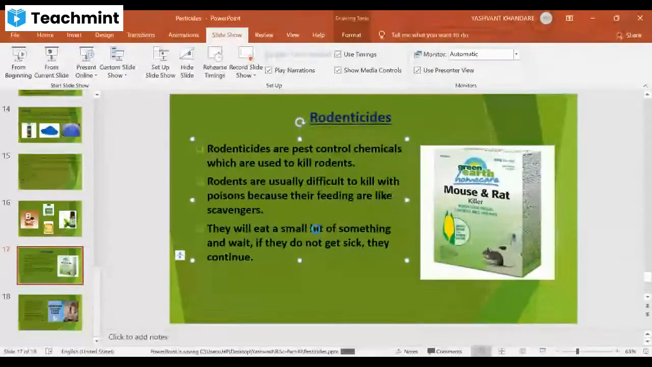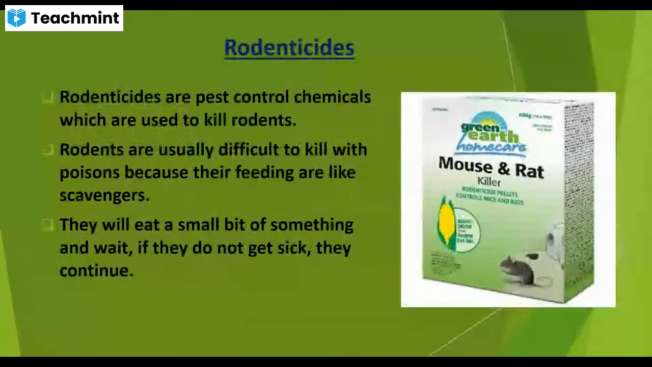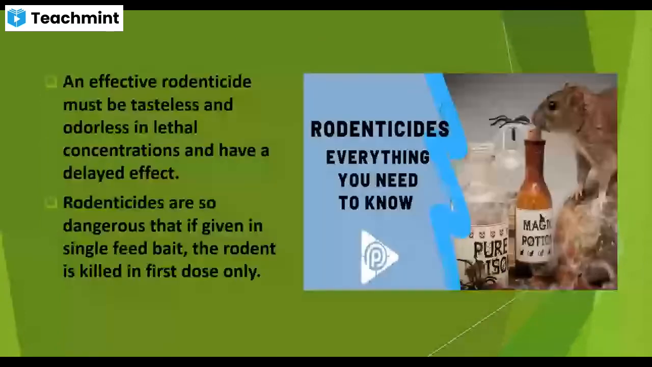We need to produce such pesticides which are odorless and tasteless, so that the mouse or rat can eat those rodenticides, which are tasteless and odorless. And it will affect later, meaning slowly. Otherwise again the rodents don't eat that. So an effective rodenticide must be tasteless and odorless in a lethal concentration and have a delayed effect.